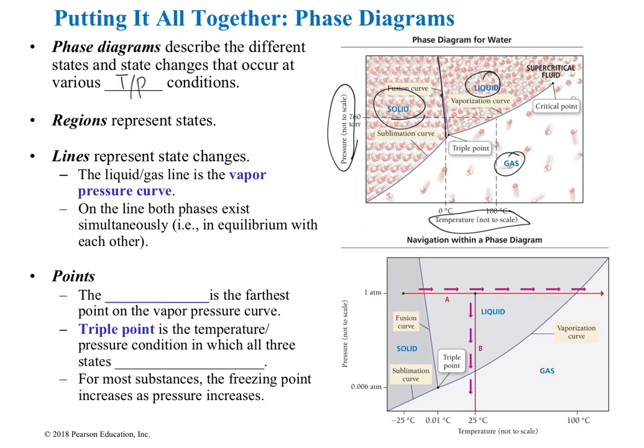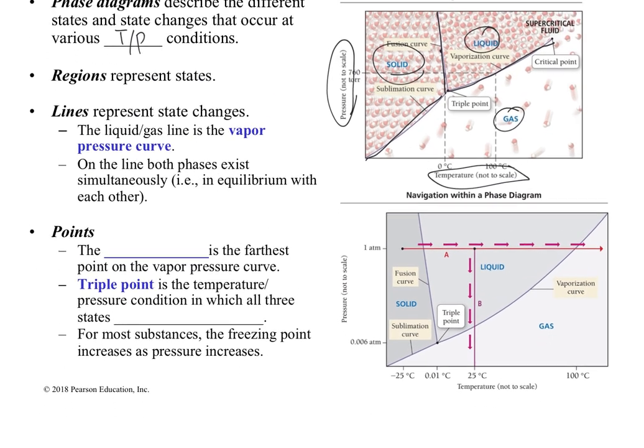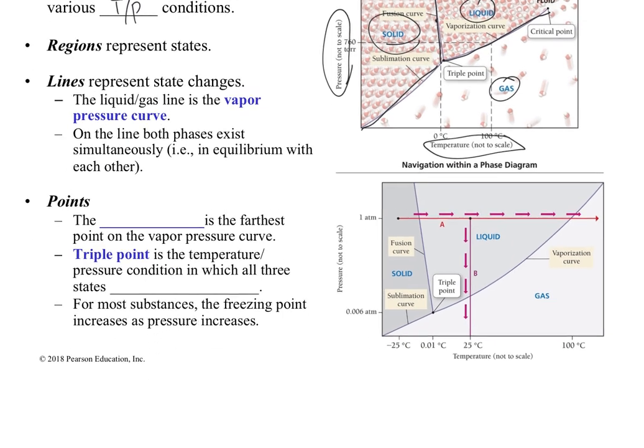Here we have our melting curve. Here we have our vaporization curve, which we've seen before. And here we have our sublimation curve. And on the line, we are actually in equilibrium between the 2 phases.